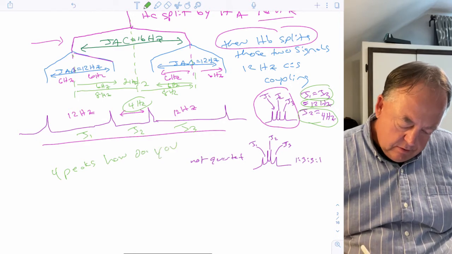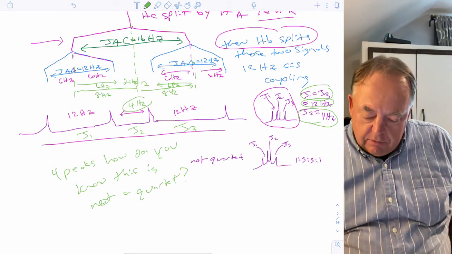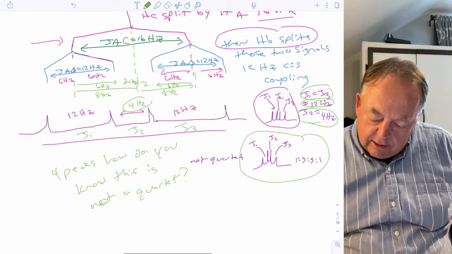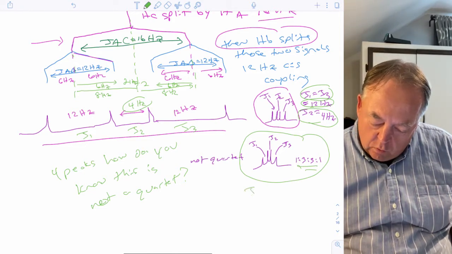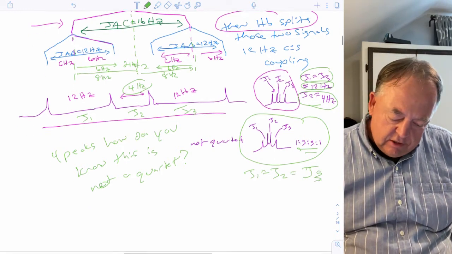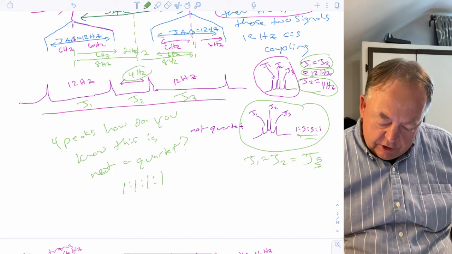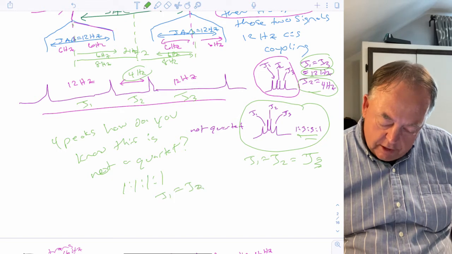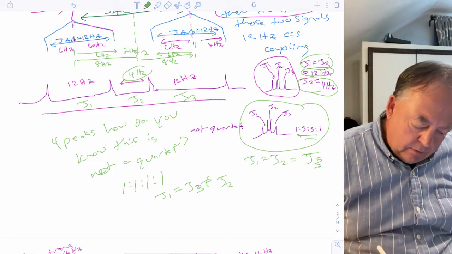So how do you know this is not a quartet? And that's because quartets look like this. Quartets are in a 1 to 3 to 3 to 1 ratio, and then furthermore for a quartet, J1 equals J2 equals J3, and that's not what's observed here. So this is in a 1 to 1 to 1 to 1 ratio, and J1 equals J3 but does not equal J2, right? So it's not a quartet, it's a doublet of doublets.